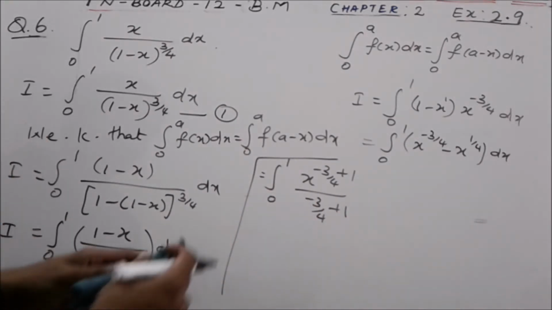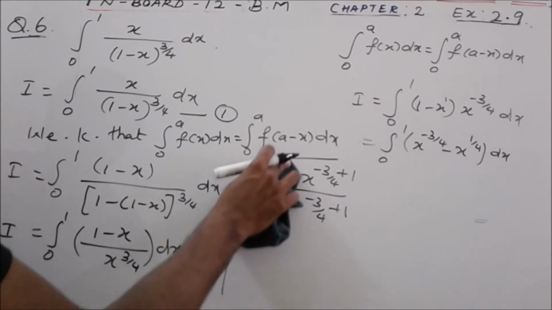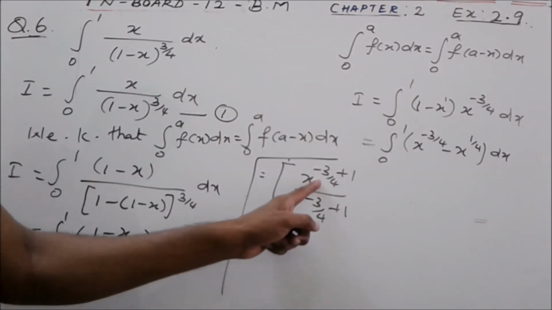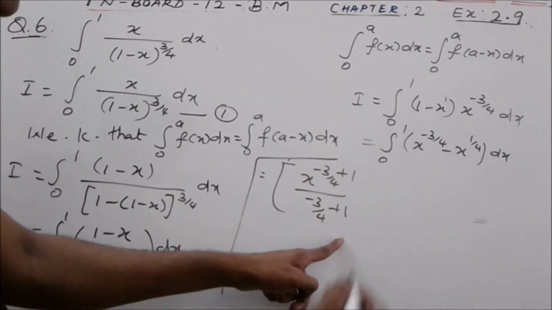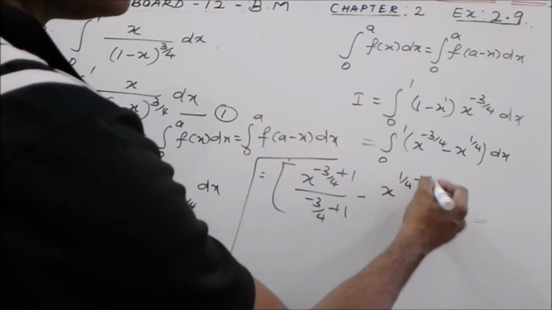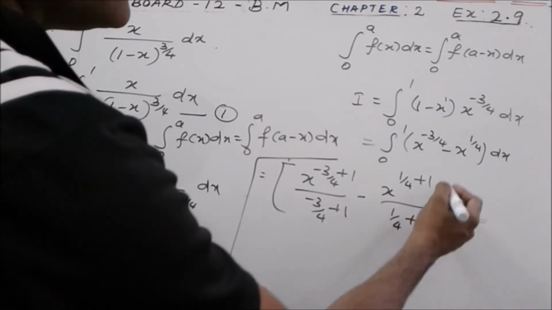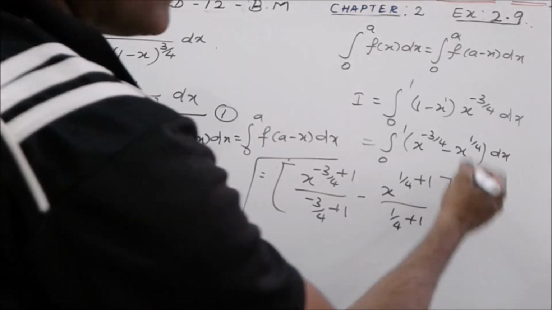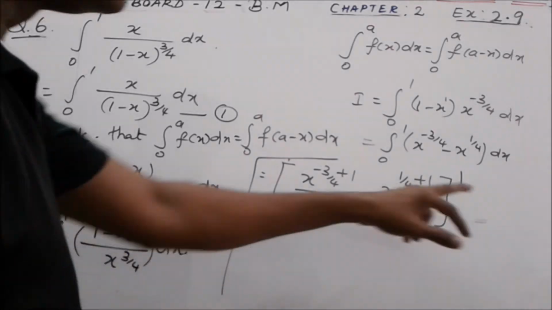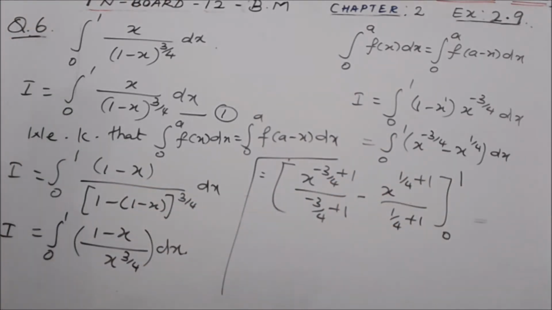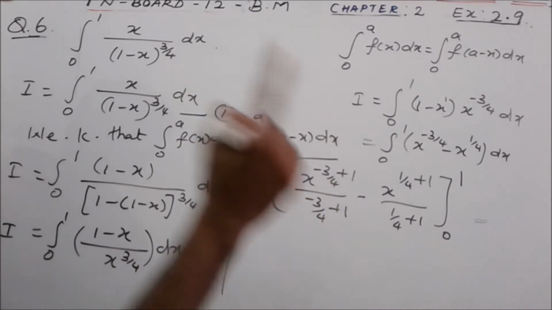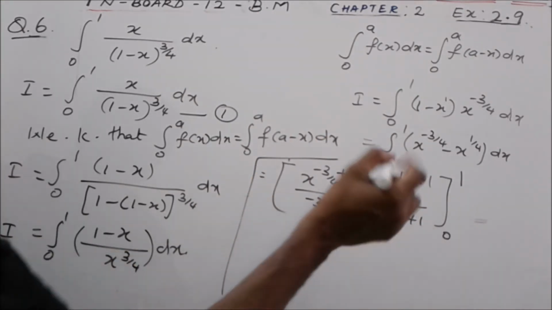And now we are integrating, we need not put the integral symbol here. When integrating, x power minus 3 by 4 becomes x power minus 3 by 4 plus 1 by minus 3 by 4 plus 1, minus x power 1 by 4 becomes x power 1 by 4 plus 1 by 1 by 4 plus 1, limit 0 to 1. Here substituting the upper and lower limit values, substituting the upper limit, 1 power minus 3 by 4 plus 1 is 1. Here also 1 power 1 by 4 plus 1 is 1.